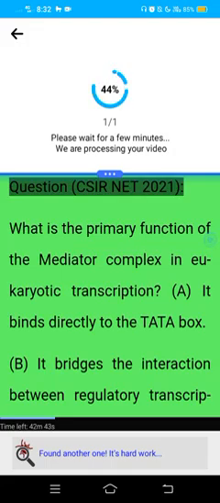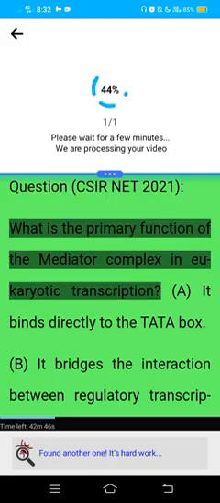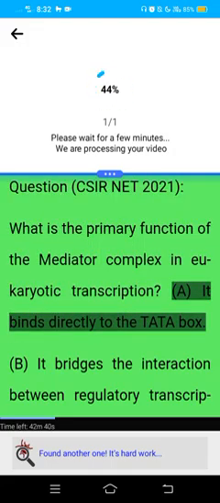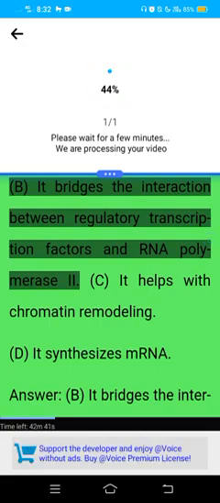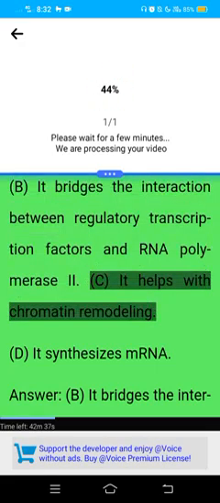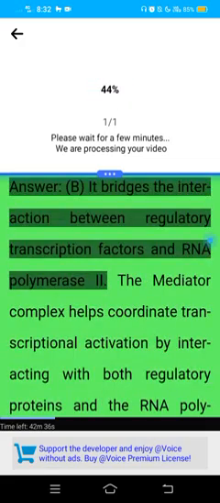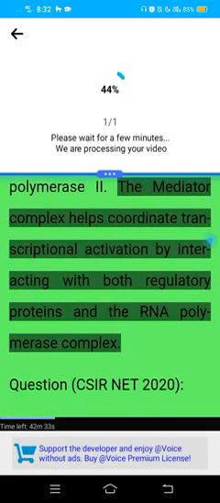Question. CSIR NET 2021. What is the primary function of the mediator complex in eukaryotic transcription? A. It binds directly to the TATA box. B. It bridges the interaction between regulatory transcription factors and RNA polymerase II. C. It helps with chromatin remodeling. D. It synthesizes mRNA. Answer. B. It bridges the interaction between regulatory transcription factors and RNA polymerase II. The mediator complex helps coordinate transcriptional activation by interacting with both regulatory proteins and the RNA polymerase complex.